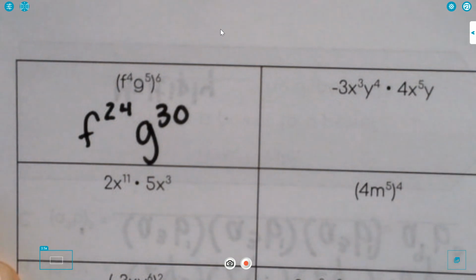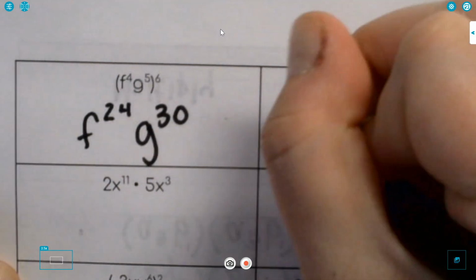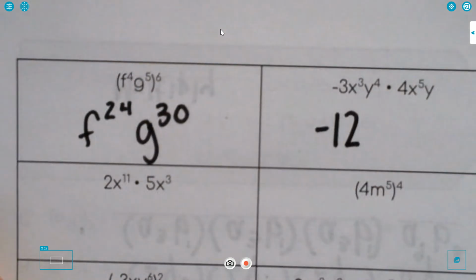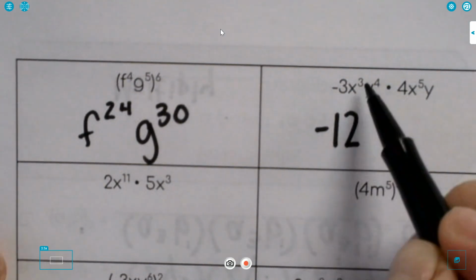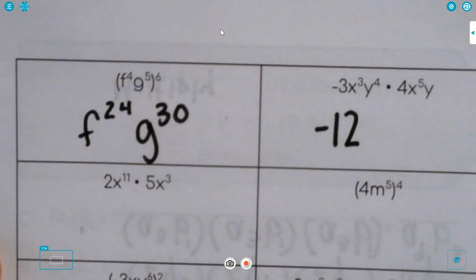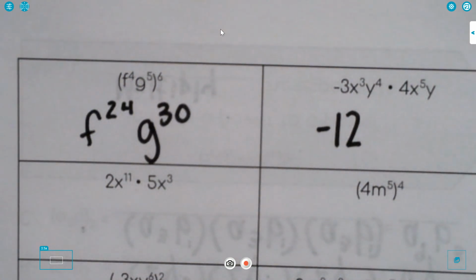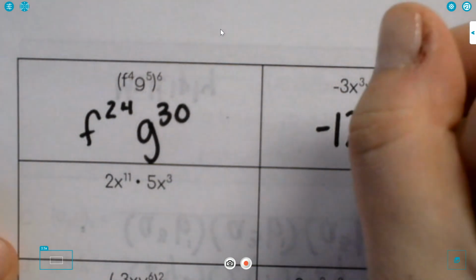Negative 3 times 4 is negative 12. My normal numbers, I treat like normal numbers. And then x to the 3rd and x to the 5th. I add those together because they're both x's as my base. So I get x to the 8th.